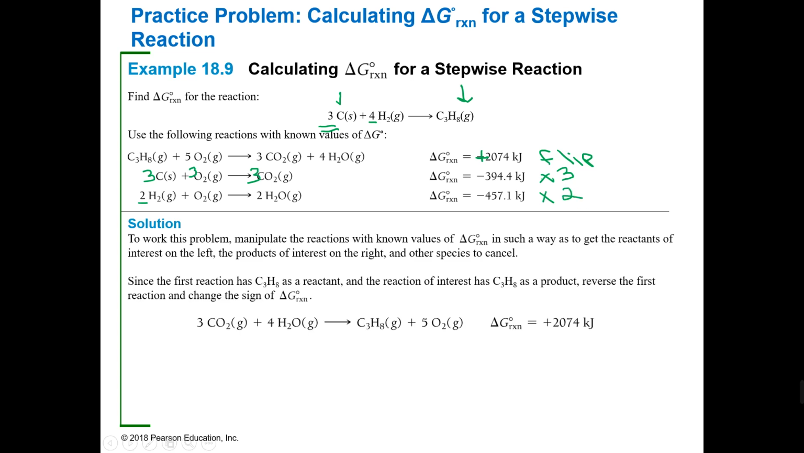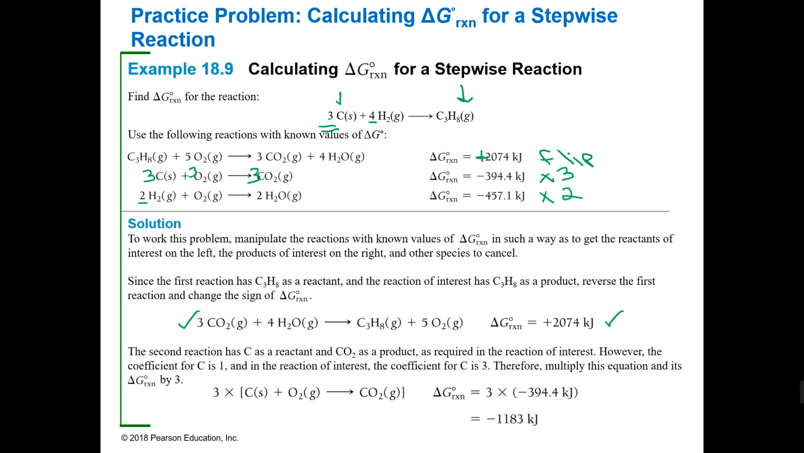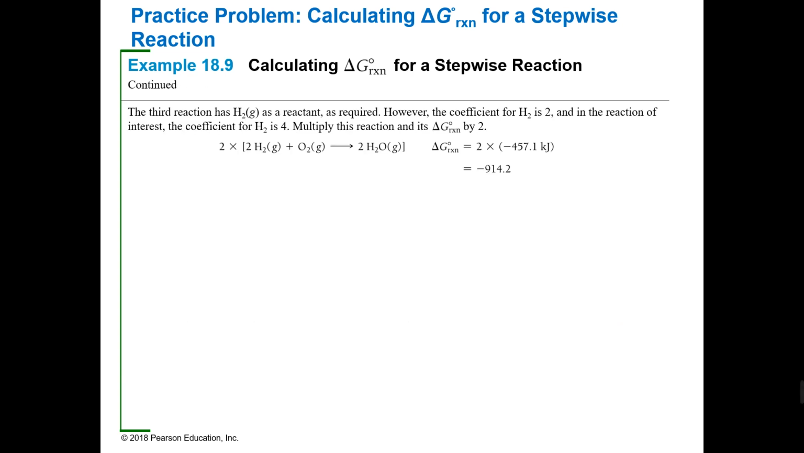Okay? Now, if we've done this all correctly, so we've flipped this, changed the sign. We didn't need to flip here. We multiplied by 3, multiplied by 3. And then here, just multiplied by 2. We didn't have to flip anything, but you got to multiply by 2.